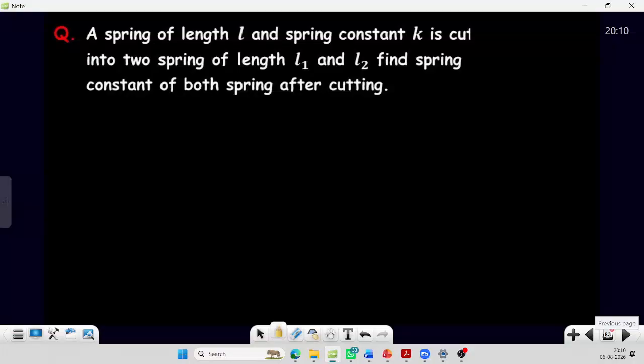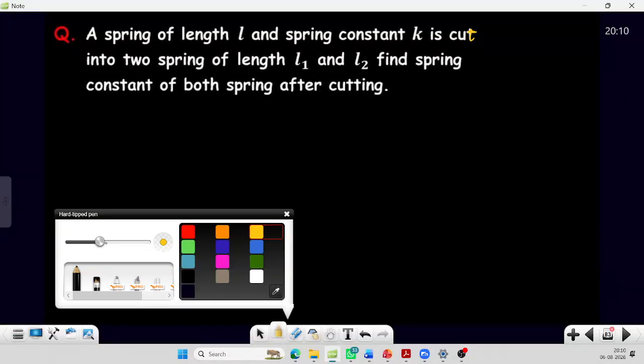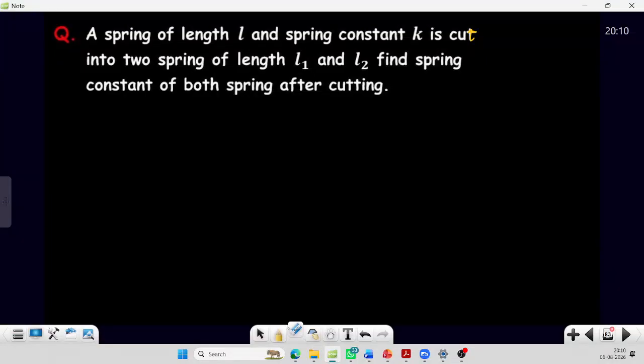Now, take this one here. What they are saying here: a spring of length L and spring constant K is cut into two springs of length L1, L2. Now they ask us to find the spring constant of both of them.